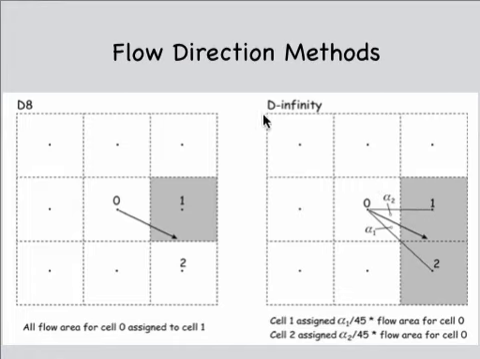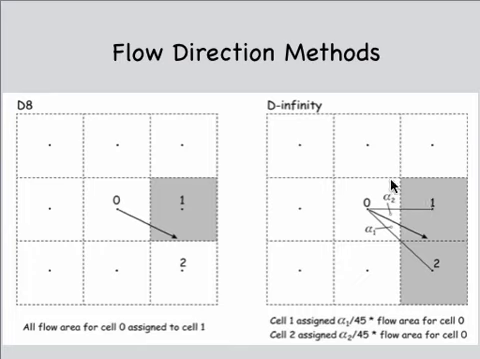So the simplest one is this D-infinity method, and it proportionally assigns the flow to one downhill direction. It calculates the steepest downhill direction, and then assigns a flow proportional to the angle between these two cells. So if the angle is pretty small, it gets a proportionally large amount of the flow. If the angle is big, it gets a proportionally small amount. So cell 2 would get more of the flow than cell 1 in this instance.